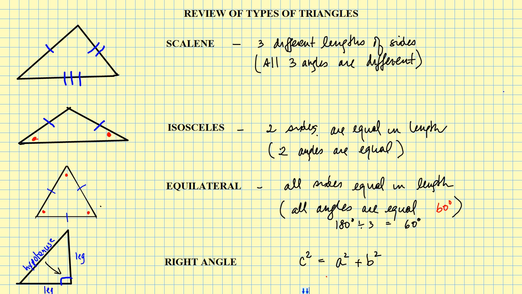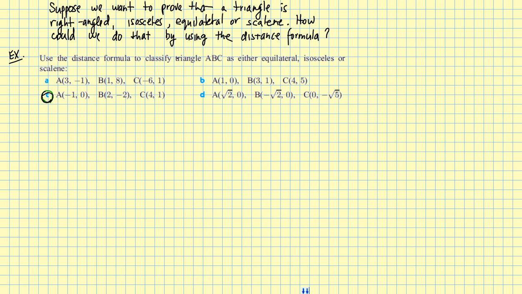Okay, let's go over possibly one more question, maybe 2. And the question says, suppose we want to prove that a triangle is right-angled, isosceles, equilateral, or scalene. How could we do that by using the distance formula? Okay, so we could use the distance formula.